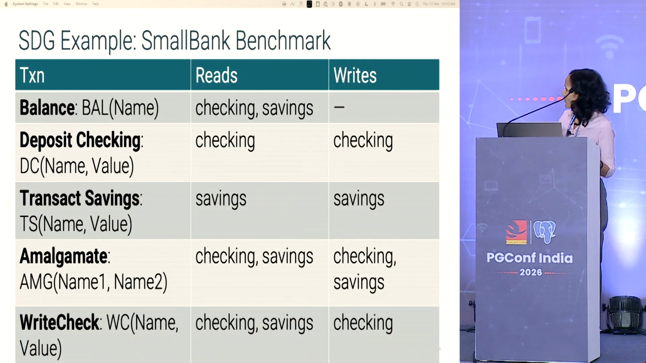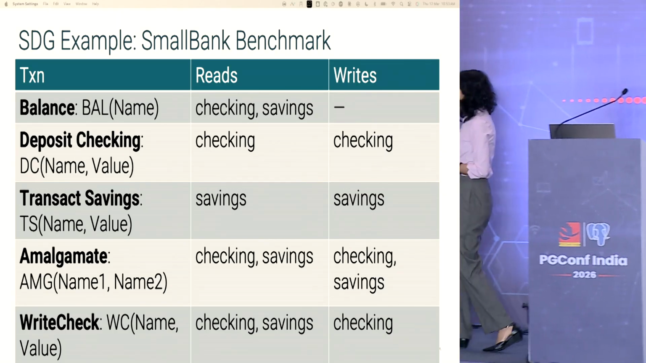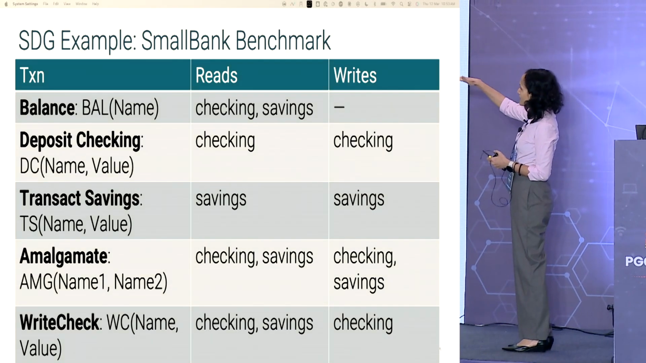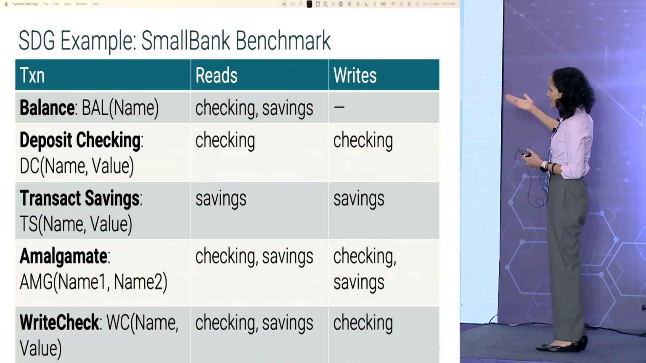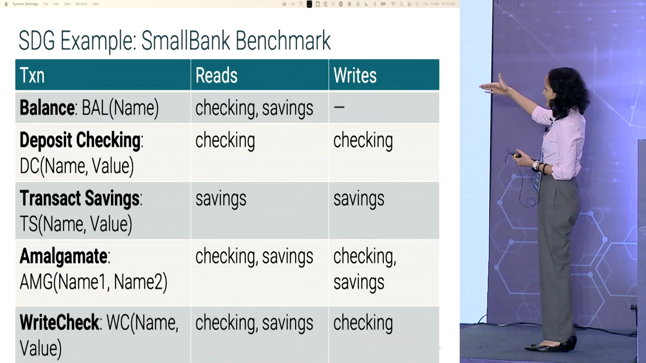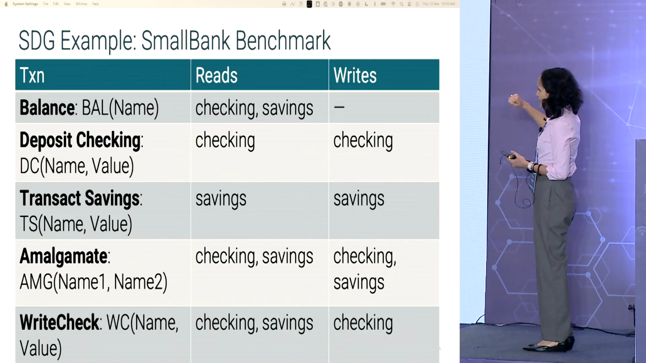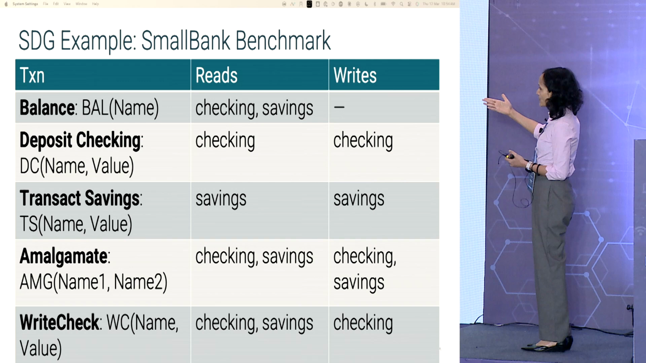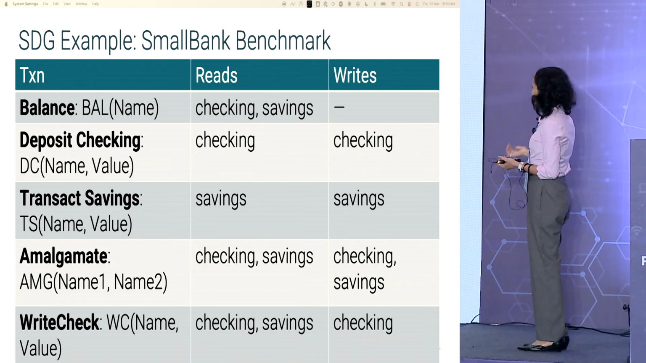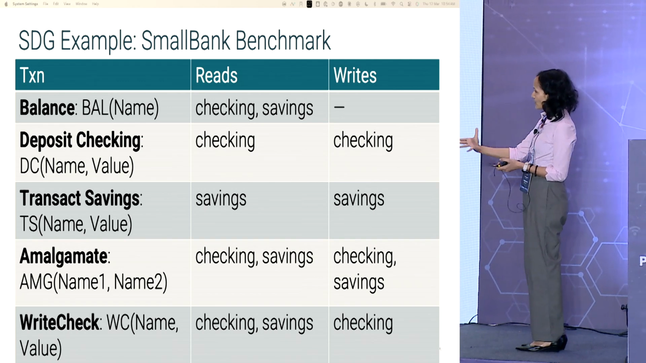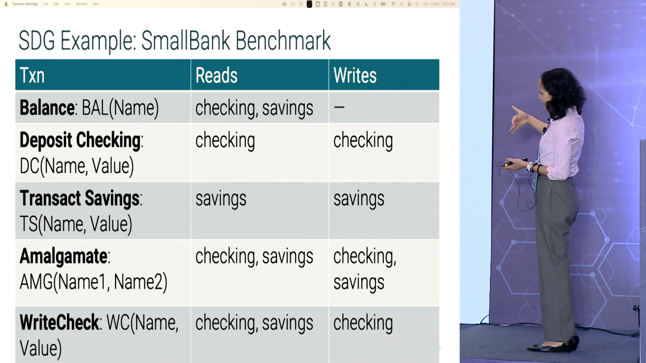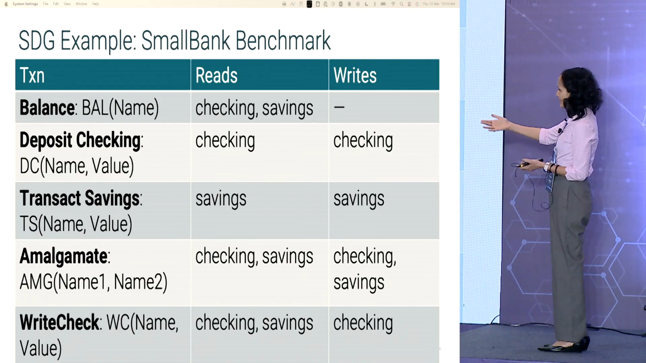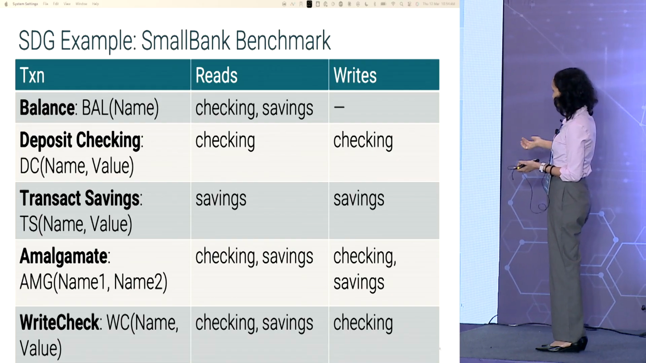These are the transactions of small bank, and they are very simple. Balance is reading the balance of the checking and savings accounts. Deposit checking is depositing something into the checking account. It reads the checking account and writes it. Transact savings is putting something into savings. It is reading savings and writing savings. Amalgamate is taking two accounts, reading the checking and savings of both, transferring them to the other and deducting it from the other. So it is reading checking and savings and writing to checking and savings.